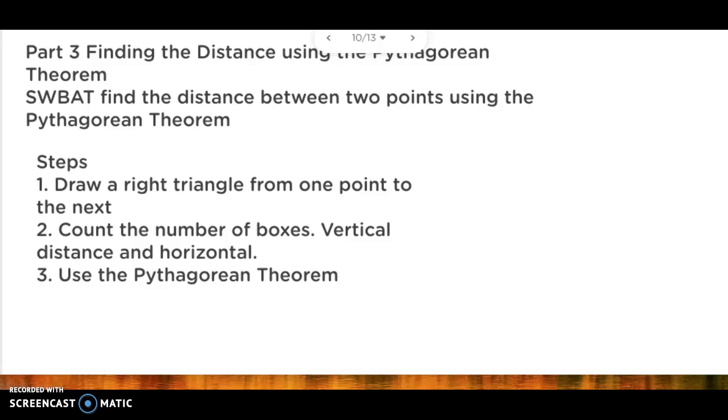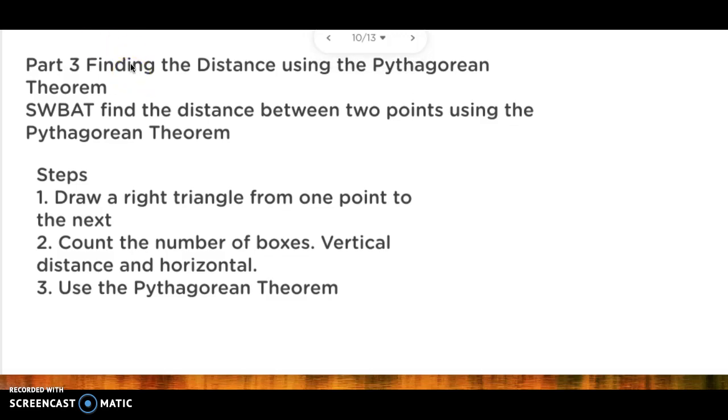We've now reached part three of our Pythagorean theorem unit, and it is finding the distance. So our objective for this lesson is students will be able to find the distance between 2 points using the Pythagorean theorem. All right, so I've created a few steps for you. I want you to pause the video and jot down these steps. I hope you paused the video.